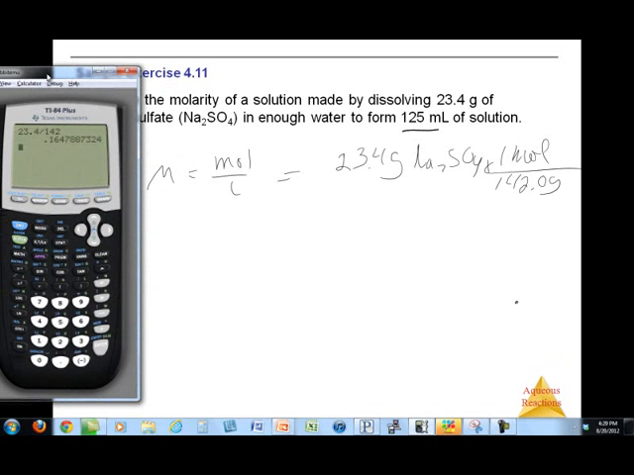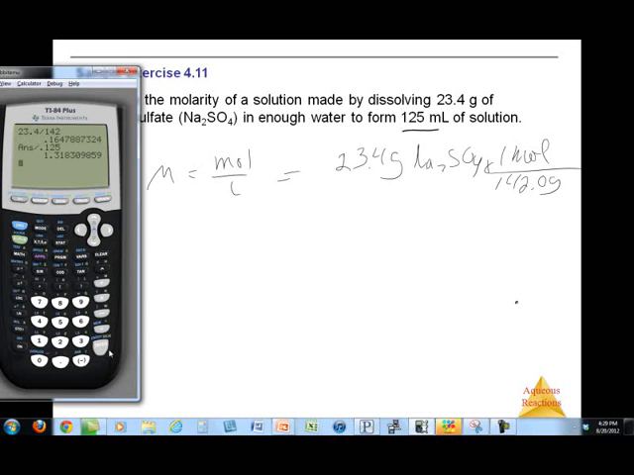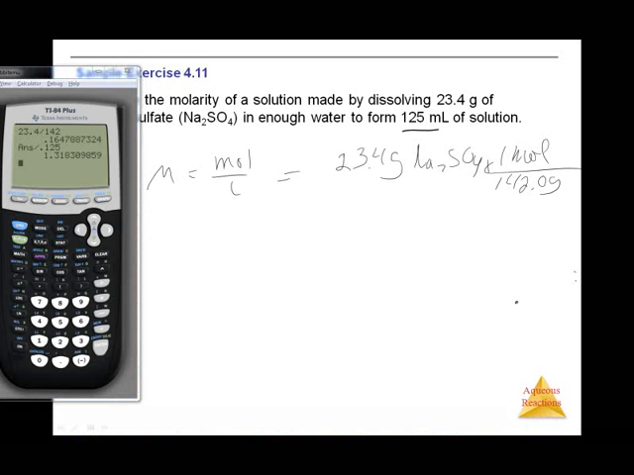I'm going to take that number I got and divide it by 0.125, and I get a molarity of 1.31. I think I have a decimal point in the wrong spot, maybe? No? Alright, and looks like I should have 3 sig figs, so it's 1.31. Okay.